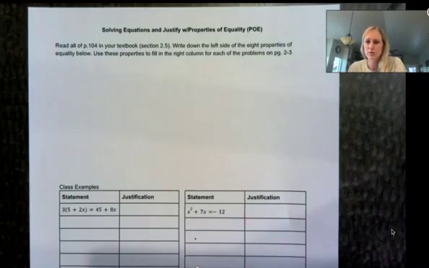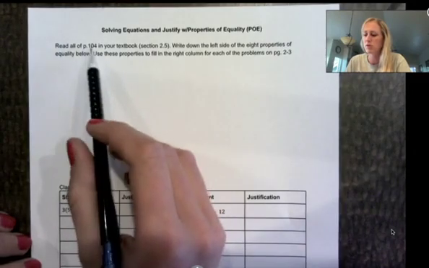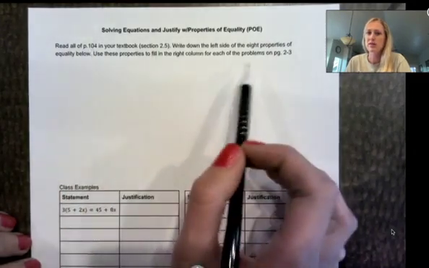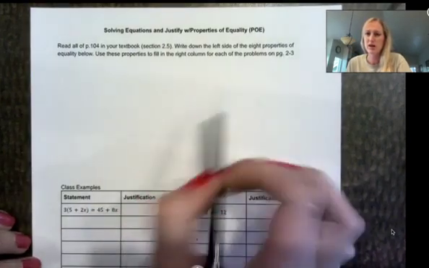This is the video that goes through the solve and justify equations in your Geometry Mod 1 packet. So at the beginning, you're going to follow these directions. Go ahead and go to page 104 in your textbook. You're going to write down the left side of the 8 properties of equality below. And then I'm going to talk about how to use these properties.